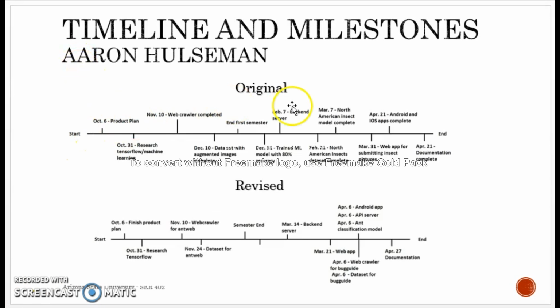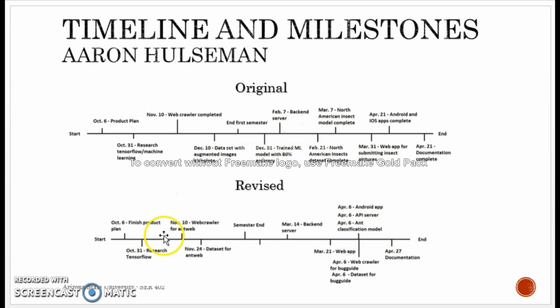As you can see, we've got our original timeline posted right here. In the original timeline, we kind of envisioned working on each individual portion of the system all in separate time frames. So we would start off with working on the data set for AntWeb, and then working on the machine learning model after that, and then working on a backend server, and so on and so forth. And that didn't really end up working out for us.